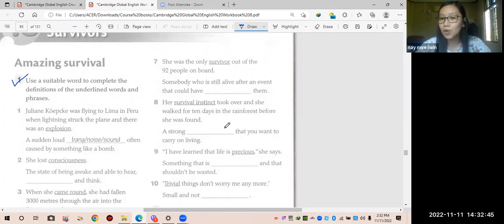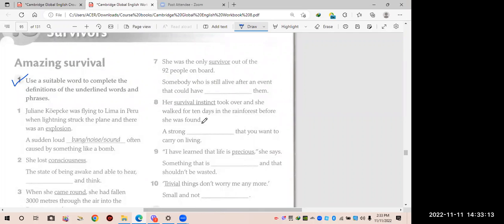We can also say a strong determination, right? You can also use determination for number 8, okay? And how about number 9? I have learned that life is precious. So the meaning of precious is something that is blank and that shouldn't be wasted. So either you have to use another word that has a similar meaning to precious. So something that is valuable, right? Valuable. Yes, correct, Suzu.